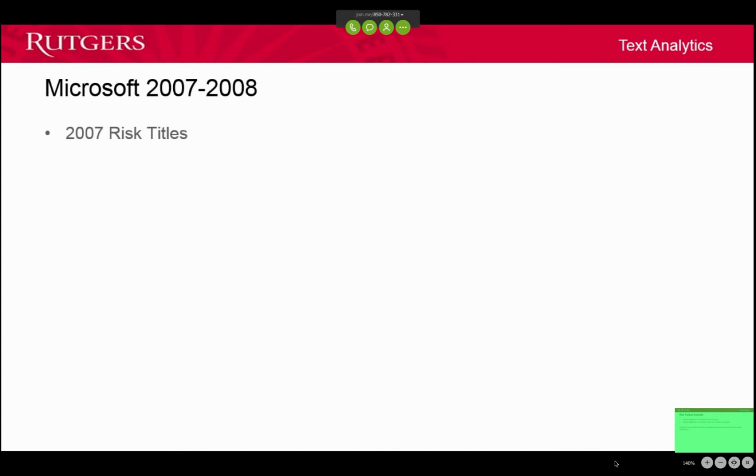So in the first example, I'm just comparing the changes in risks between 2 years within one company. So I'm looking at Microsoft, 2007 to 2008. So I'm looking at just the risk titles here, not the content of the risks. Remember I said each risk has a heading, and then there's a paragraph or two about that risk. I'm just looking at the heading.